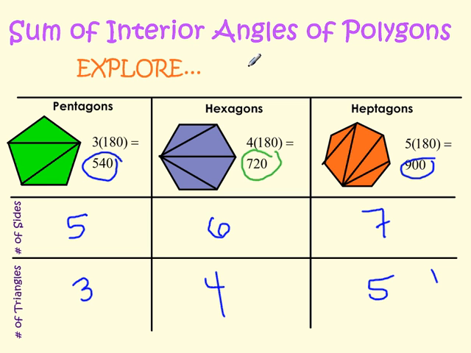So in general, it seems like however many sides you have minus 2 is the number of triangles you're able to come up with. Then we also know that every single triangle is going to have a sum of 180 degrees. So we can multiply that by 180 degrees to get the sum of the interior angles of a polygon. And then we can use this with any type of polygon, whether it's a hexagon or whether it's a 100-sided polygon.